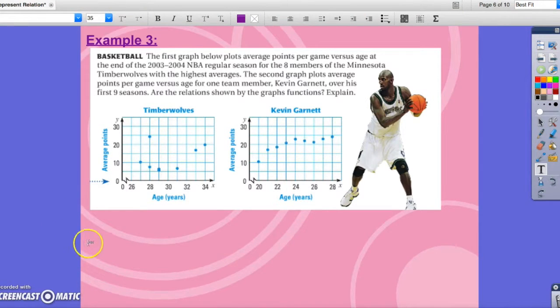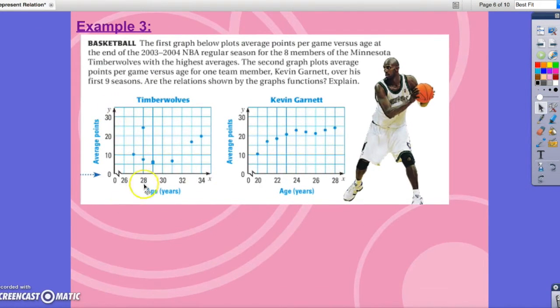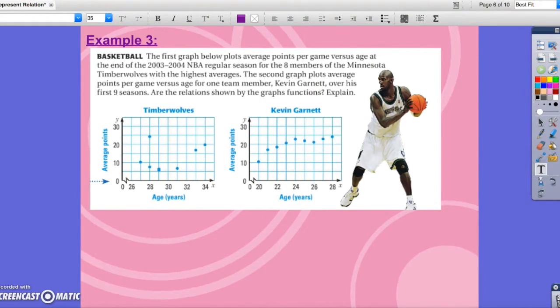All right, I want you to pause the video and try it yourself. If I take a look here, I'm doing that vertical line test, as in I'm drawing a whole bunch of straight vertical lines. And any time I draw a line, it can't hit more than 1 point. And same with this one. All right, so if I look at this one, the answer is actually not a function. The one with Kevin Garnett is a function.